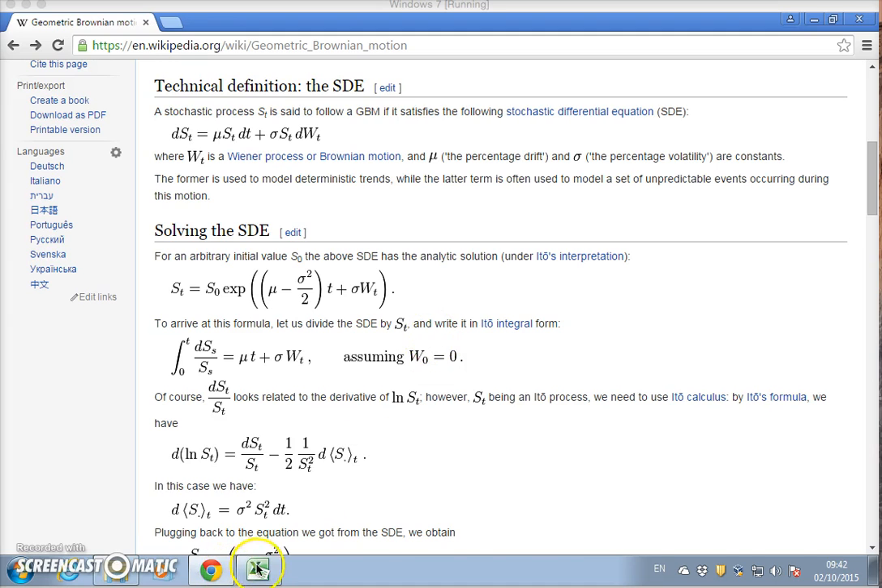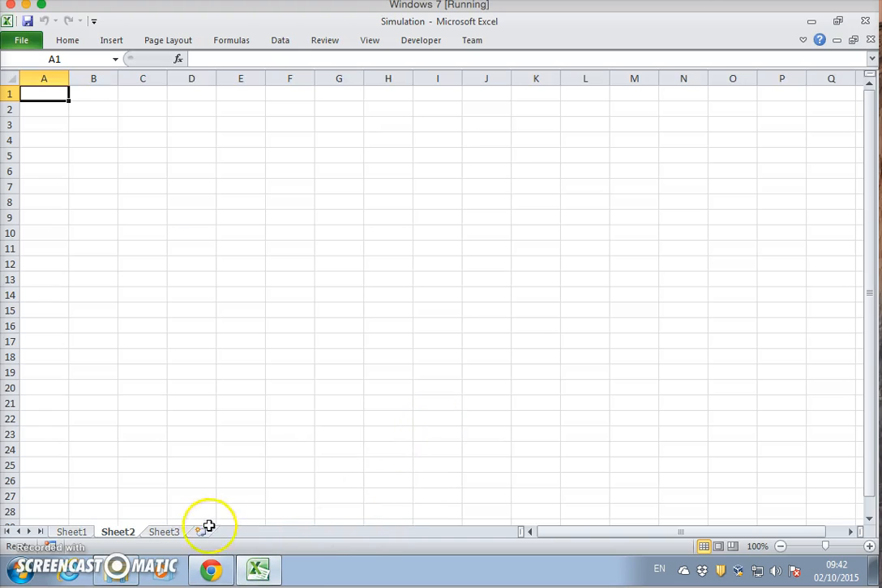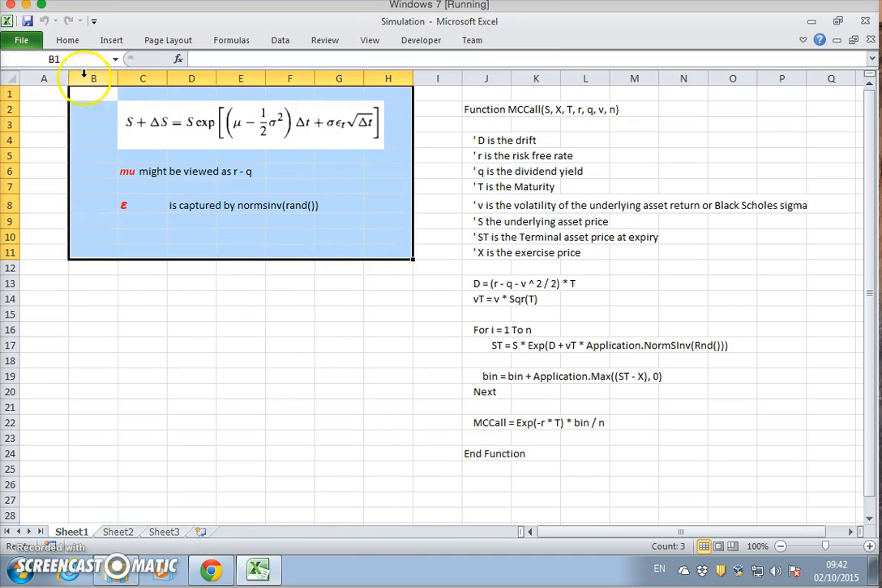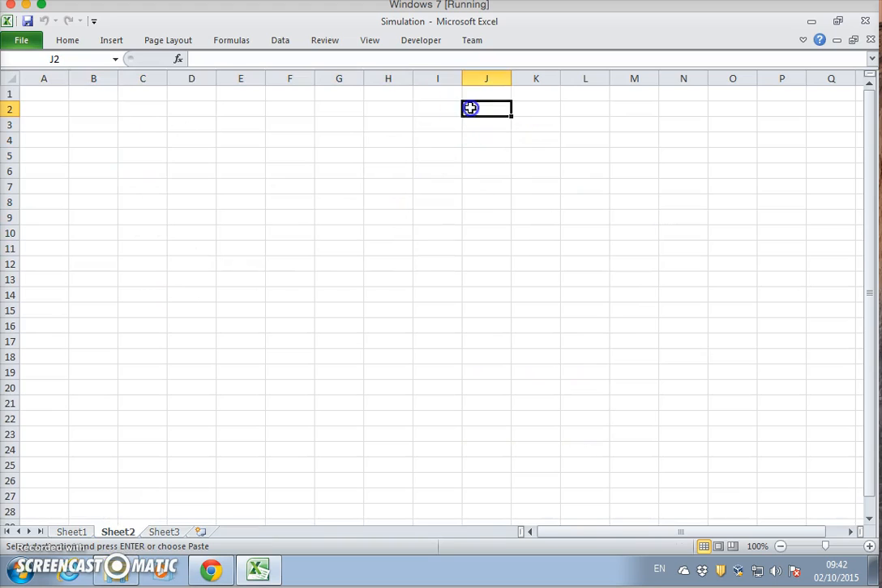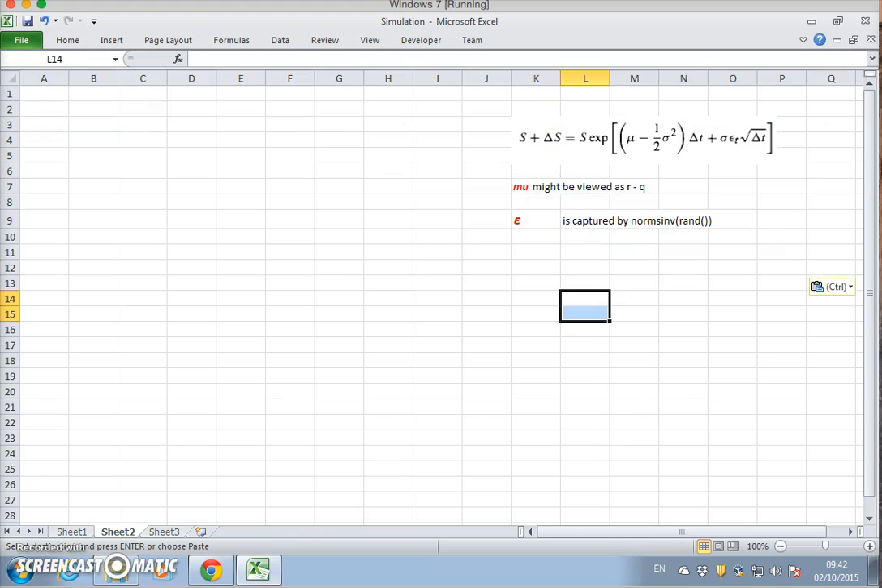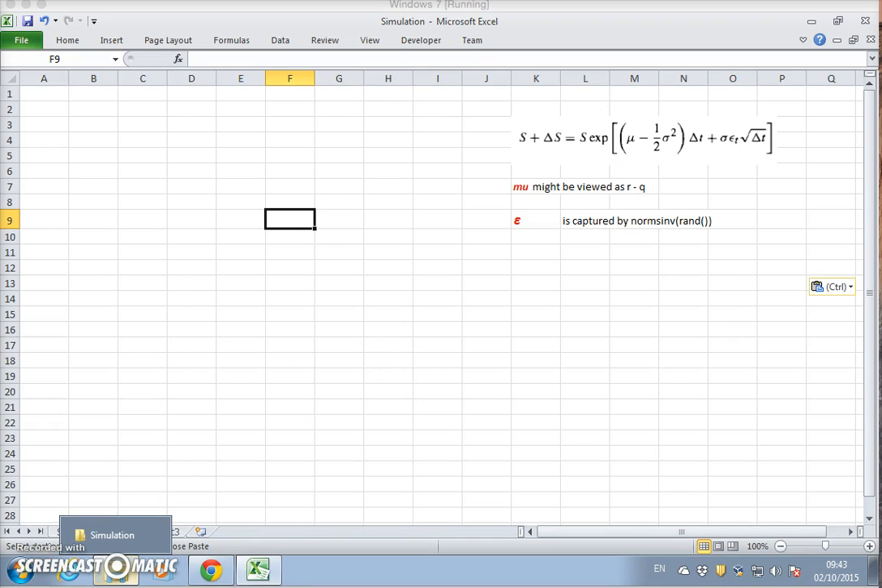Now, to see how that might work in operation, we could take this relationship. So we might just copy and paste it here. Okay, and we're going to model the stock price in such a way that the stock price in the future, so the stock price plus the change in the stock price, is equal to the current stock price times the exponential.